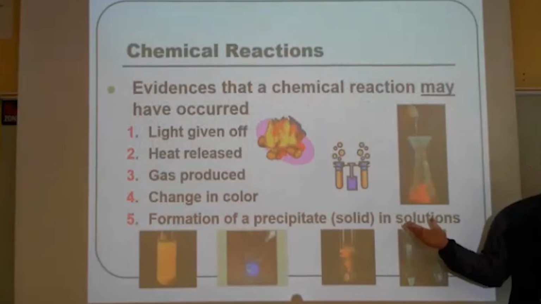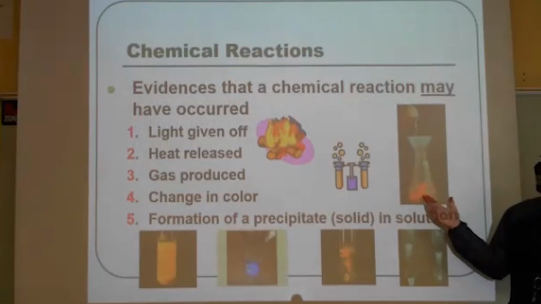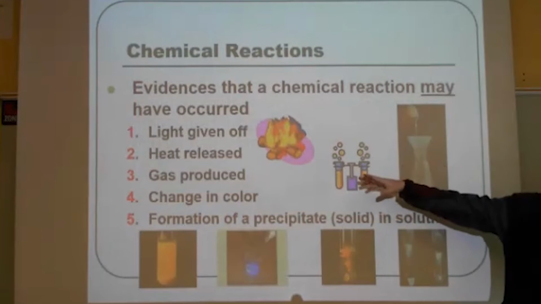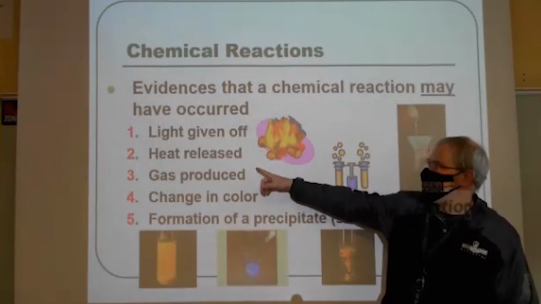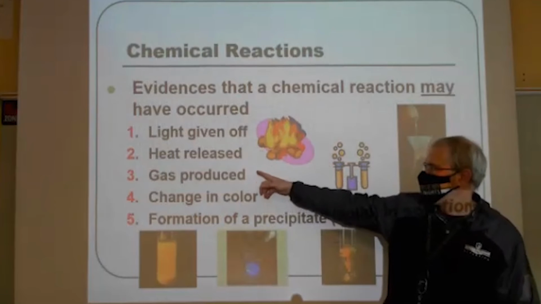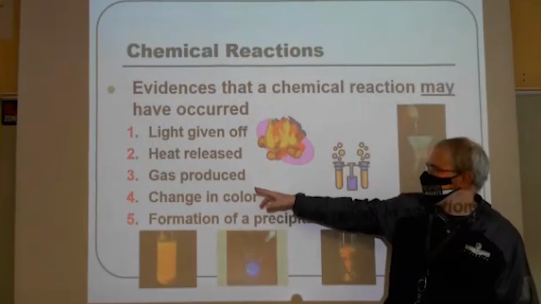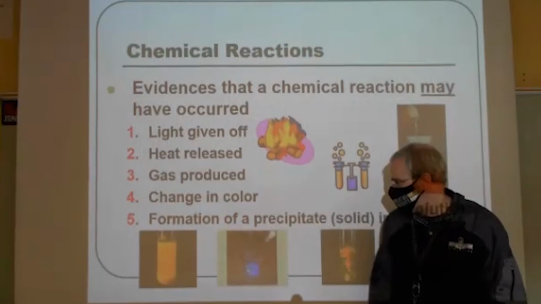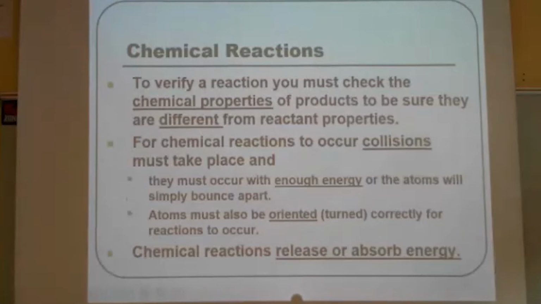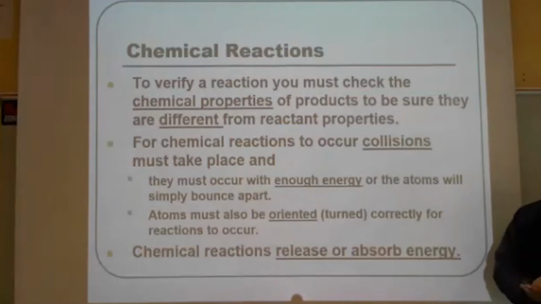To bring back some stuff that you probably talked about in middle school, these are the evidences that we have that chemical reactions have taken place. Light can be given off. Most common, heat is given off or absorbed. So it either gets hot or it gets cold. A gas is produced and there's a change in color. All of these are evidence for reaction. To verify a reaction, you must check the chemical properties.